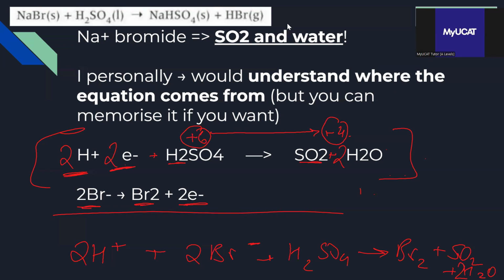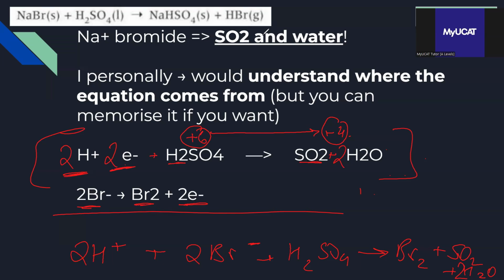Are we happy with where that's come from? Everyone make sure you are, because the next one is a little bit more confusing. Did we see where these have come from? The one thing that you just have to know is the fact that we make SO2. So we're going to reduce the sulfuric acid to SO2. That's something that you have to remember.